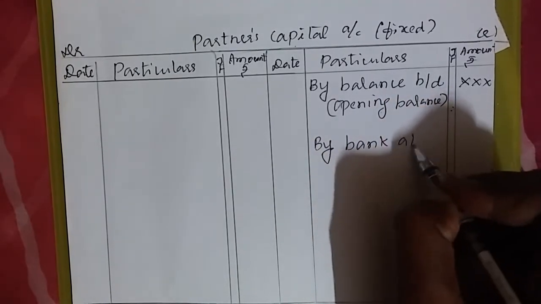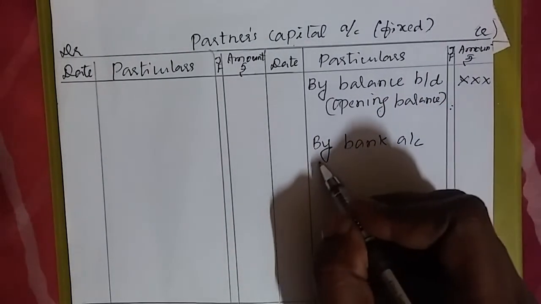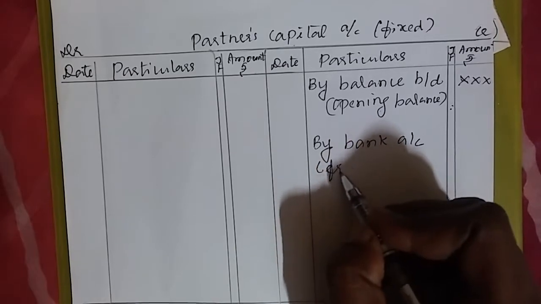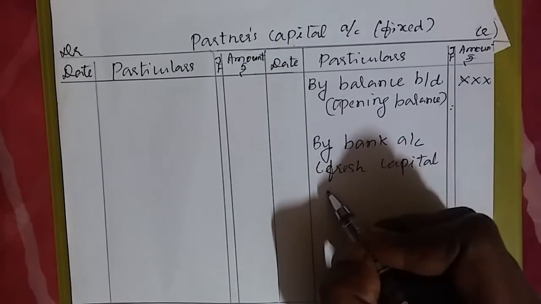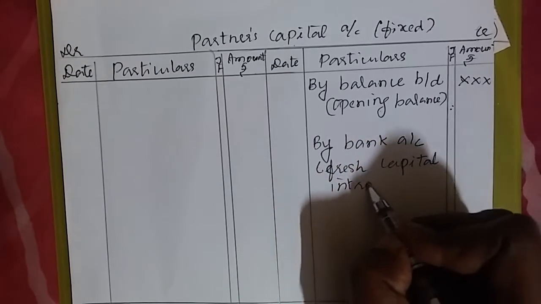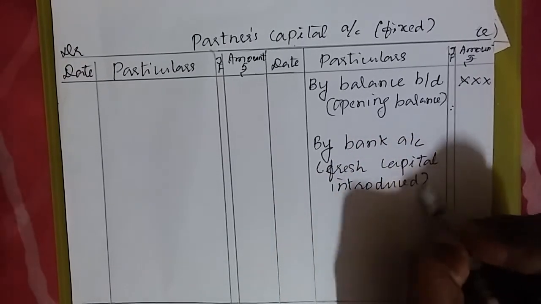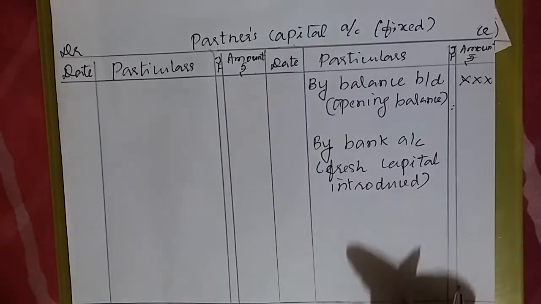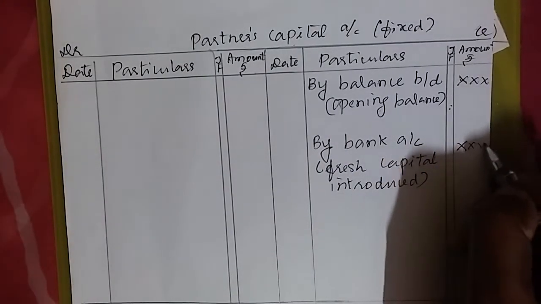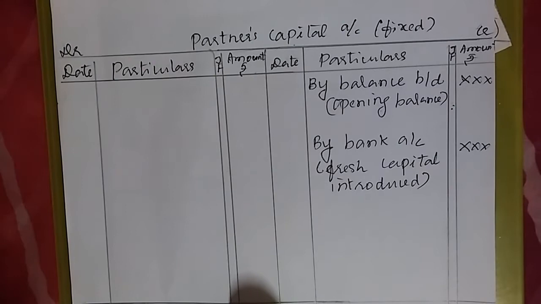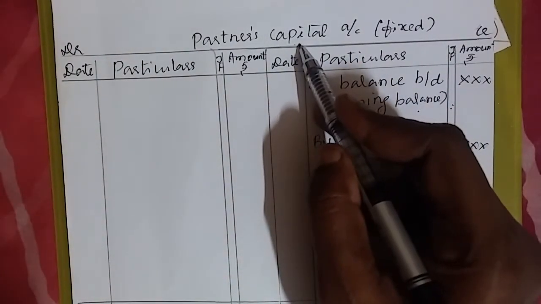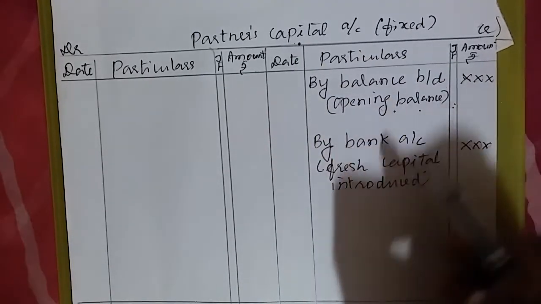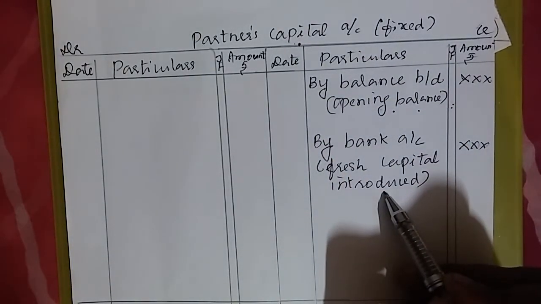What is next? By bank. What is this by bank account? This by bank account is nothing but fresh capital introduced by the partners. It's nothing but additional capital. This additional capital is also a credit value. We do enter on credit side. First, what did I write? Opening balance of what? Capital. After writing this, I do enter what? Additional capital of the partners.